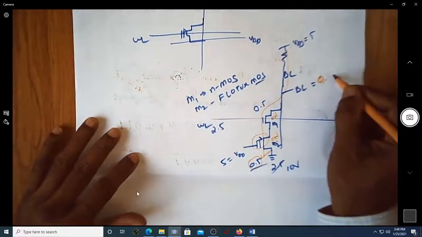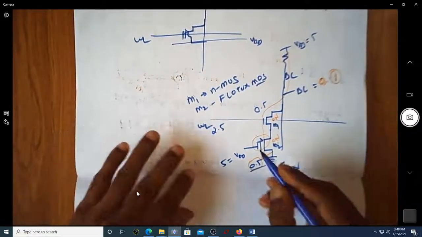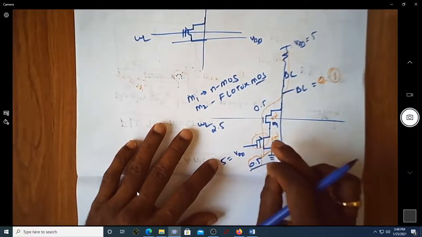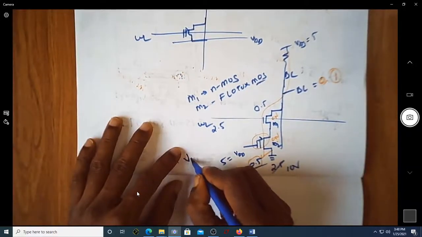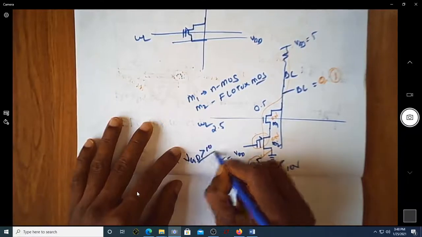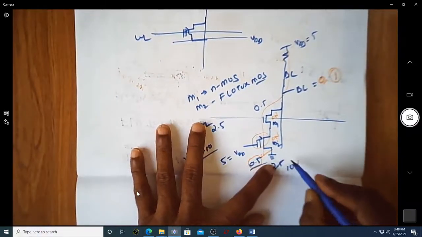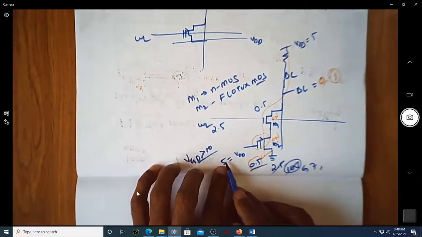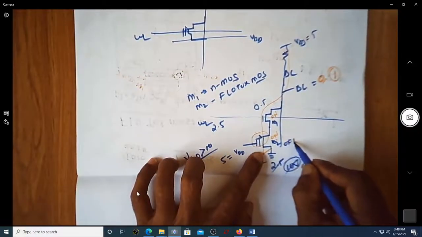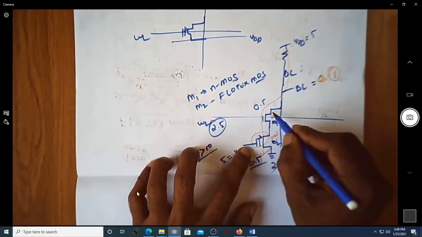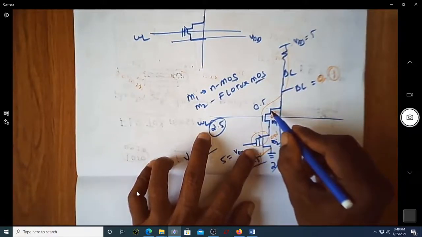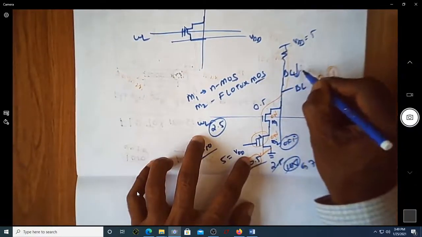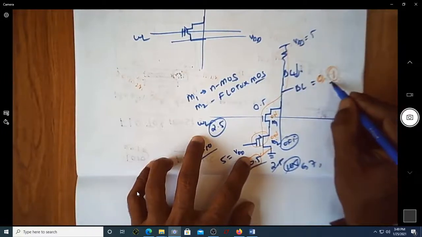Now assume that you want to store a 1 here. What should happen? You increase the threshold voltage of this. The threshold voltage is increased by making this VGD greater than 10 volt, then the threshold voltage increases. Assume that it increases to maybe around 6 volt or 7 volt. Whenever you apply 5 volt, this is off. When you apply 2.5 volts, this is on. Even though this is on, since this is off, there is no drop here. Whatever voltage you have will get stored here.